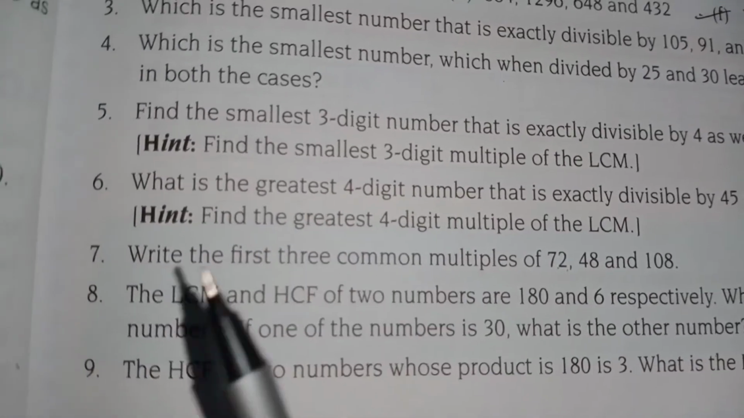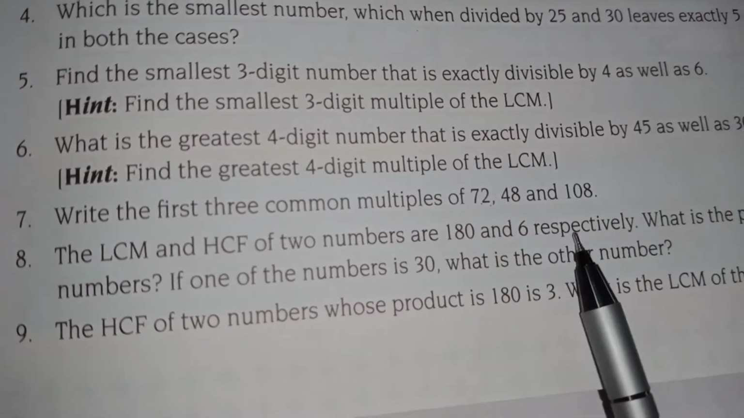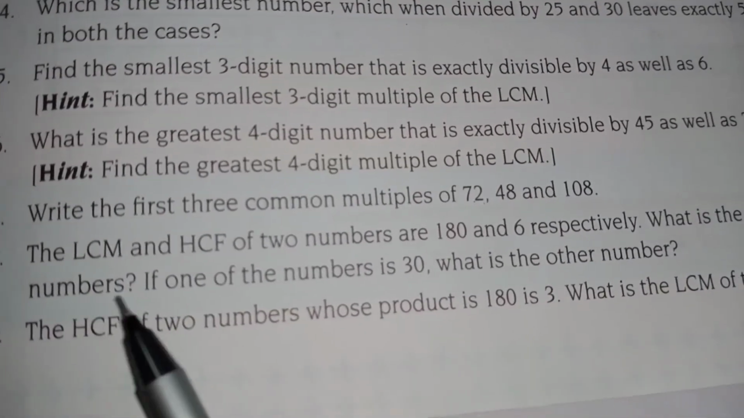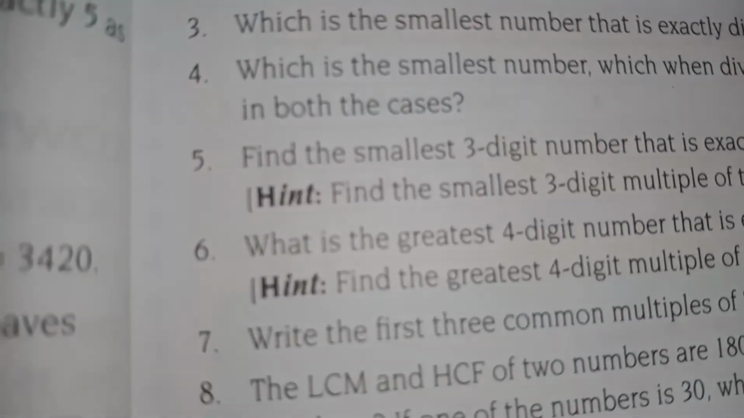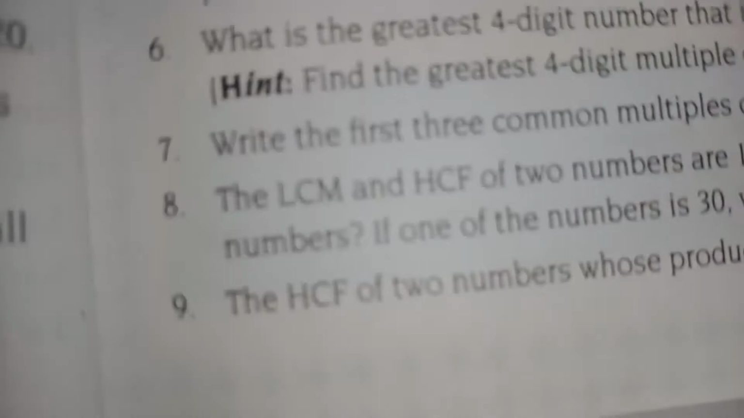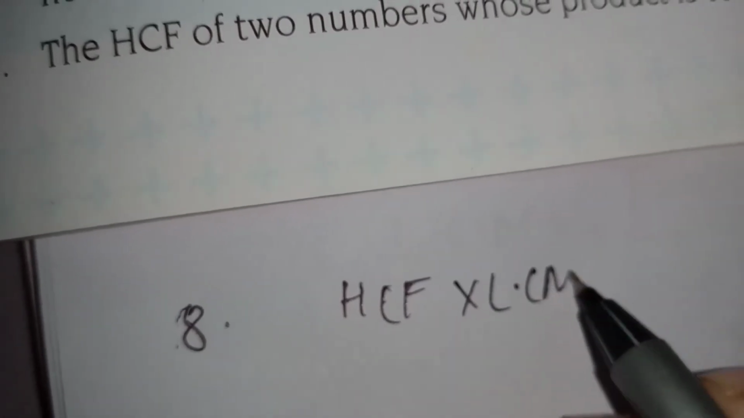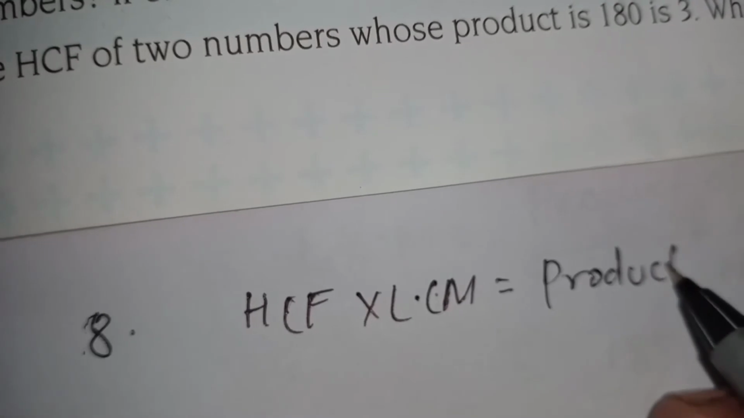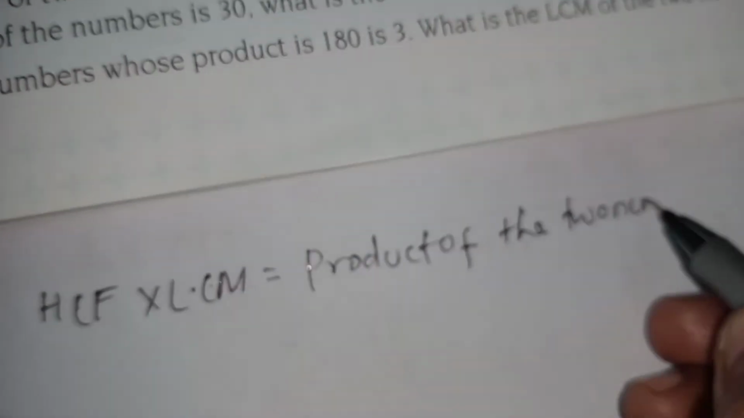Now what is question number 8? The LCM and HCF of two numbers are 180 and 6 respectively. What is the product of the two numbers? If one of the numbers is 30, what is the other number? Now in this question, see here, you have to learn one formula, that is HCF into LCM is equal to the product of the two numbers.